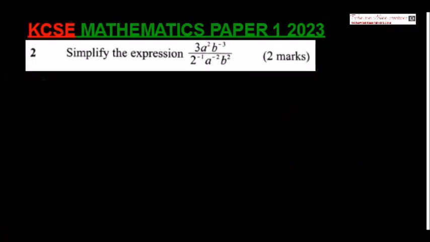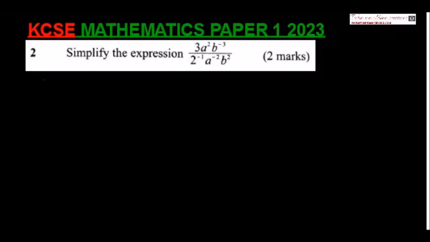This is question number 2, and we are told to simplify the expression 3a squared multiplied by b to the power minus 3, all over, divided by 2 to the power minus 1 multiplied by a to the power minus 2, and you multiply by b squared. So here you are being tested on indices. You did indices in Form 2, and you learned the rules of indices. So that is what is being tested in this question.